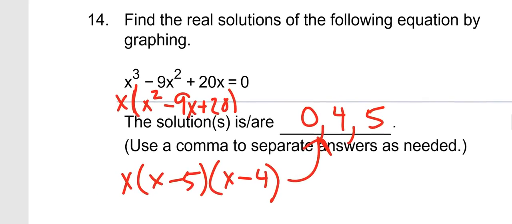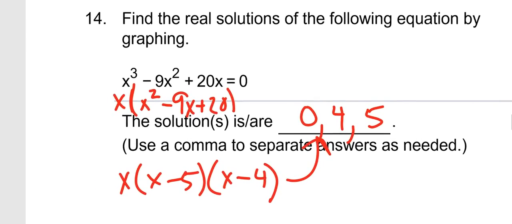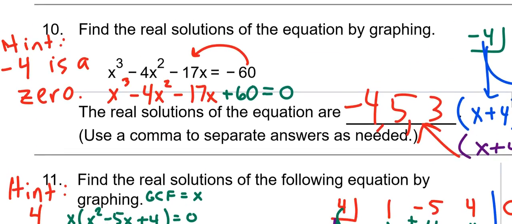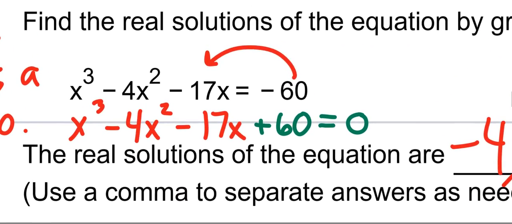Now, how come on number 14 we can do that trick? Why couldn't we do that with number 10? Because it wasn't equal to 0. It was equal to -60. So when I brought that 60 over, guess what? No GCF. So when we equal 0, we can start using GCF? If they're equal to 0 and the other side has a common factor that you can pull out, then yes.